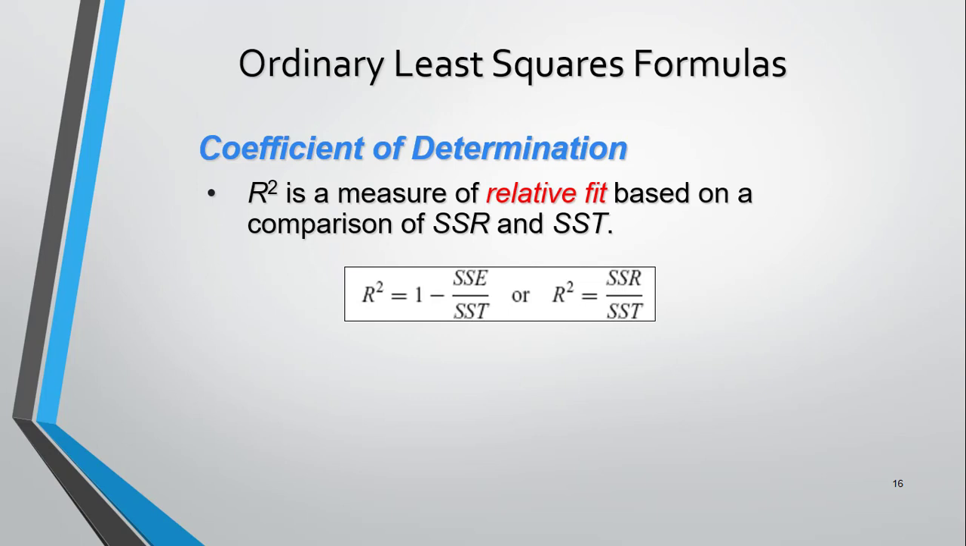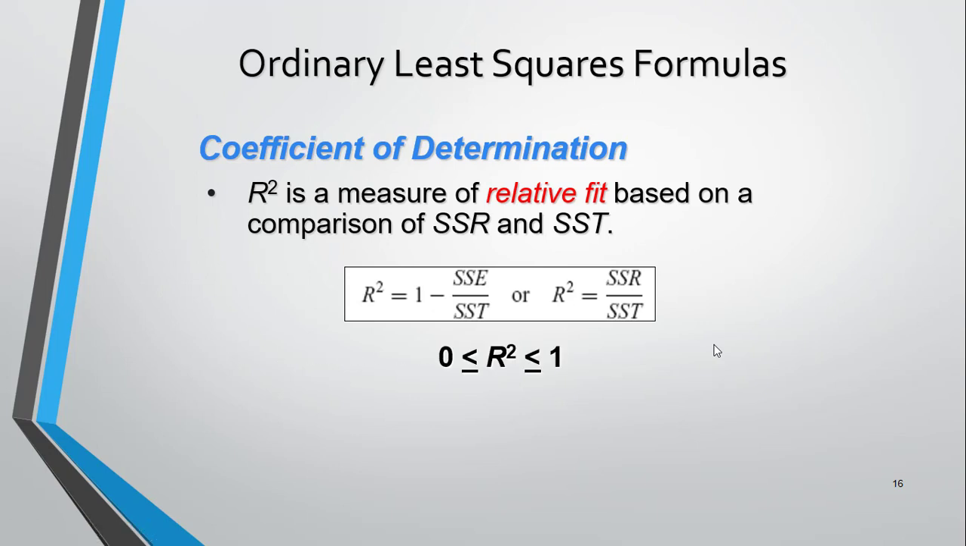Here we want to introduce another parameter called the coefficient of determination. Remember, this is not the correlation coefficient, which is a lowercase r. This is the coefficient of determination, or R squared, capital R squared. That is a measure of relative fit based on a comparison of SSR and SST. SSR is the sum of squares regression, SST is the sum of squares total. Basically, R squared is defined as 1 minus SSE over SST, or SSR over SST, the portion of SSR out of the total. That's the measure of the relative fit based on the comparison of these two.